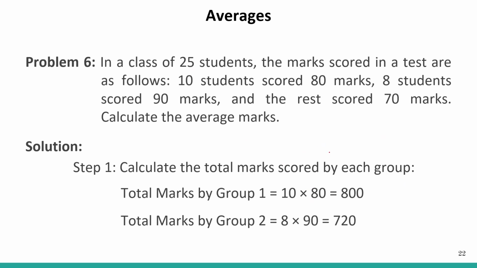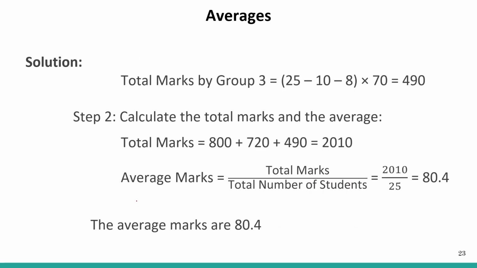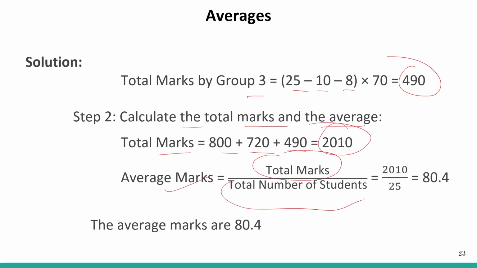So calculating the total marks scored by each group is equal to 800, 720 for group number 1 and 2 respectively, whose average marks were 80 and 90 respectively, right? So total marks by group 3 is equal to 25 minus 10 minus 8 into 70 is equal to 490. So calculating the total marks and the average, the total marks is equal to 800 plus 720 plus 490 is equal to 2010. So average marks are total marks by total number of students, that is equal to 2010 by 25 is equal to 80.4. So the average marks are 80.4.